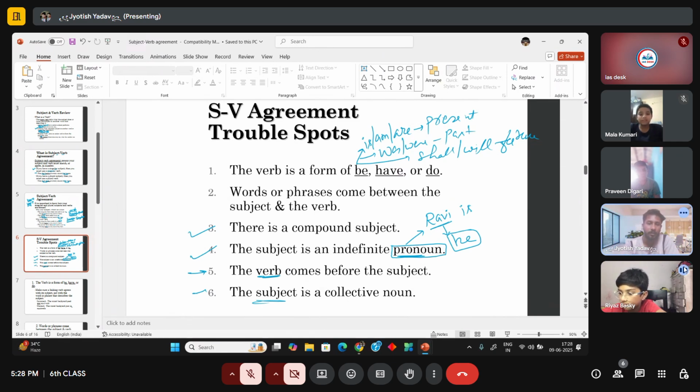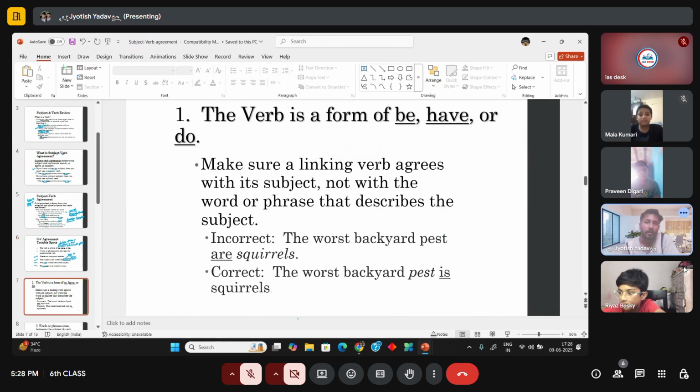Now, the verb is a form of be, have, or do. So what does this mean? This means that make sure a linking verb agrees with its subject, not with the verb or phrase that describes the subject. This basically tells us that whenever we write any sentence, we have to focus on the subject and then write the helping verb. We don't write the helping verb depending on the object or the words that describe the subject. If you see in this example, it is an incorrect sentence. The worst backward taste are squirrels.